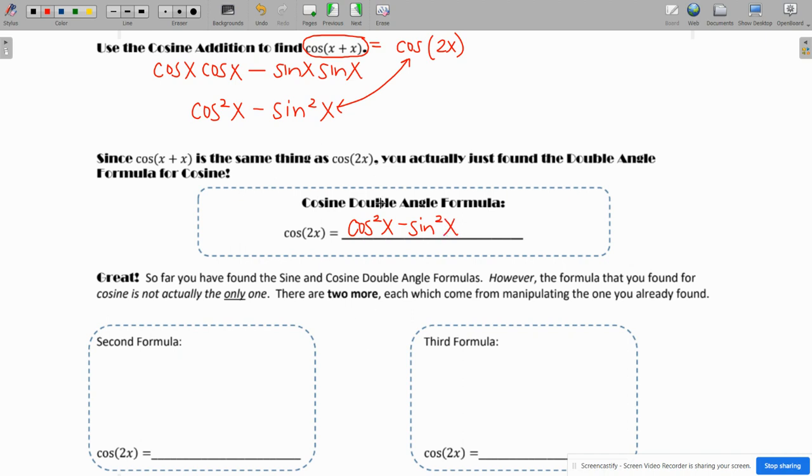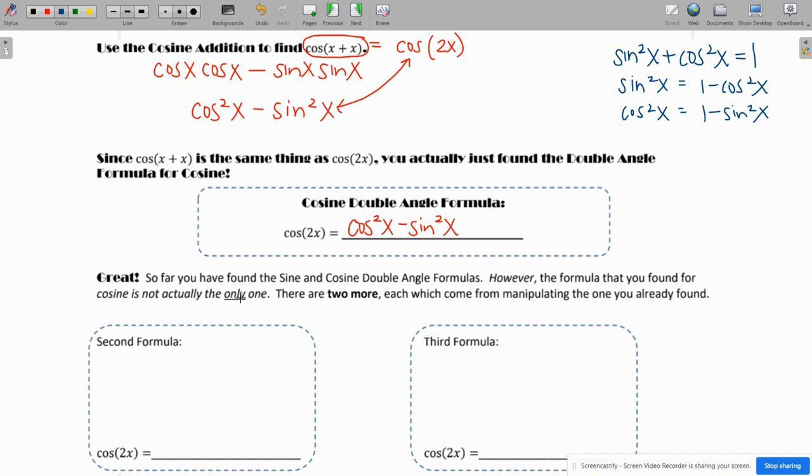Now, depending on what is given to you, sometimes it's easier to use a different version of this exact same formula. So there's actually 3 versions of the cosine double angle formula, and they all stem from the fact that we still have this Pythagorean identity, the fact that sine squared plus cosine squared equals 1. So if you wanted to, you could solve for sine squared, and you could say that sine squared of x equals 1 minus cosine squared. Or you could have solved for cosine squared and said that that equals 1 minus sine squared. And I'm going to show you how this is helpful in finding the other two.